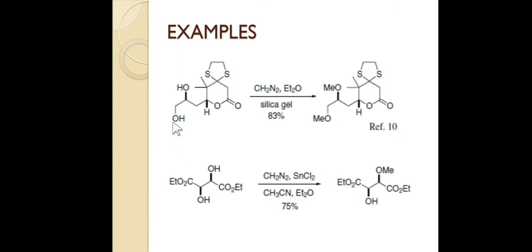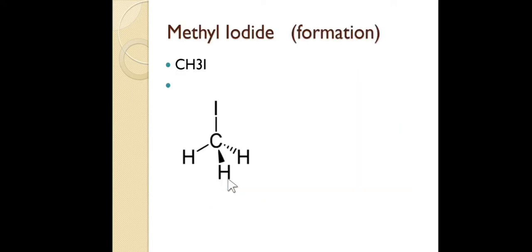Here are some examples in which you can see diazomethane methylated this OH and this OH. If we use excess diazomethane, it will methylate both primary and secondary alcohols. If we use one equivalent, it will protect only one of the OH groups. This is how diazomethane is used for the methylation of alcohols, phenols and acids also.